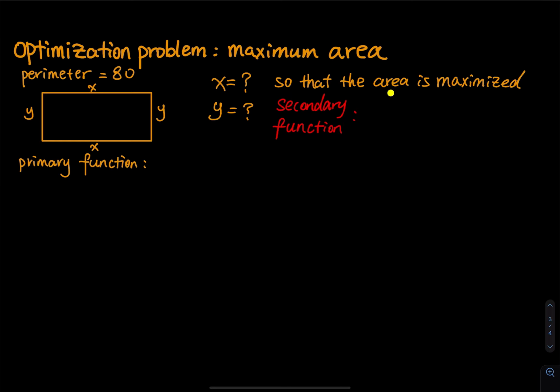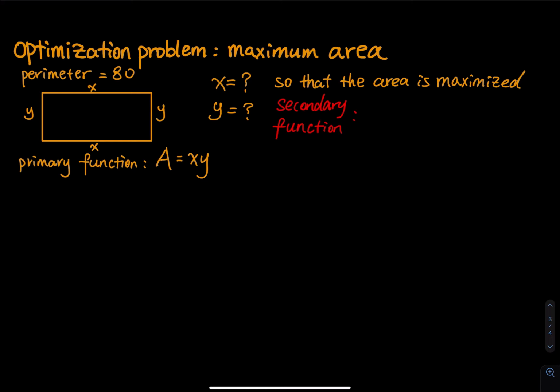When you deal with an optimization problem, you have to define the variables first. So we just did. The width is y, the length is x, and the next step is to determine the secondary function and primary function. What is primary? The primary is what the question is asking. The question is asking you to maximize the area. So area is your primary function. The area of a rectangle is x times y.